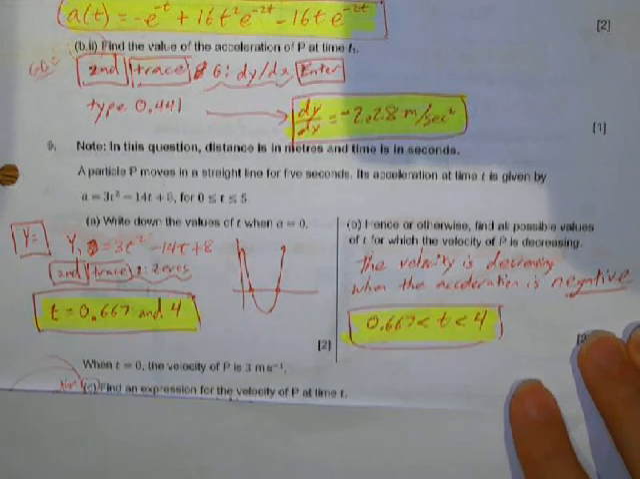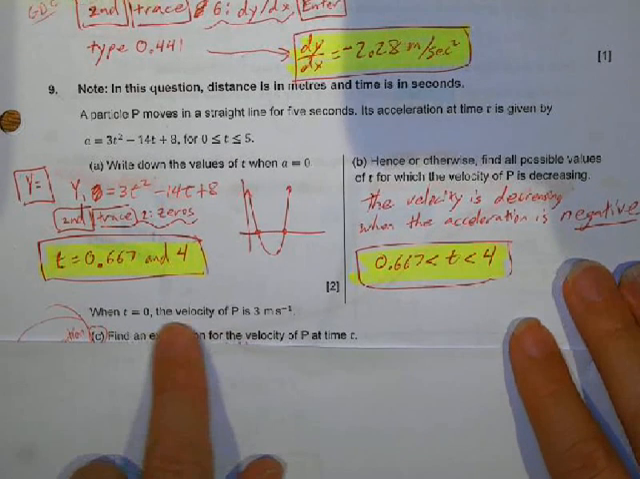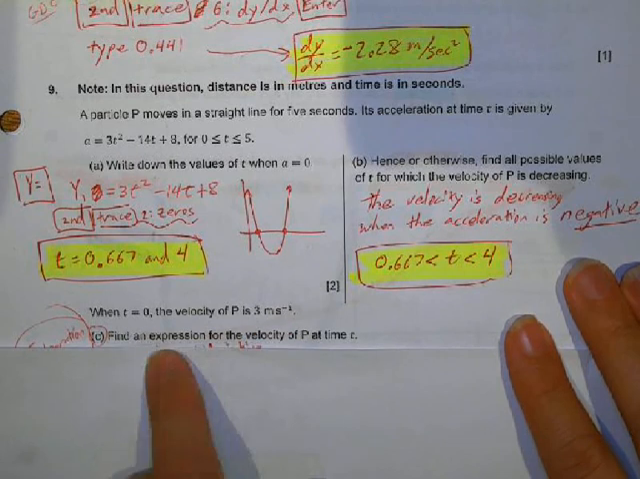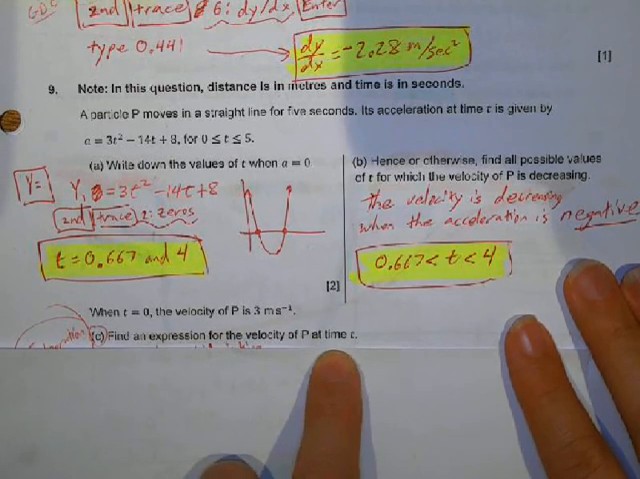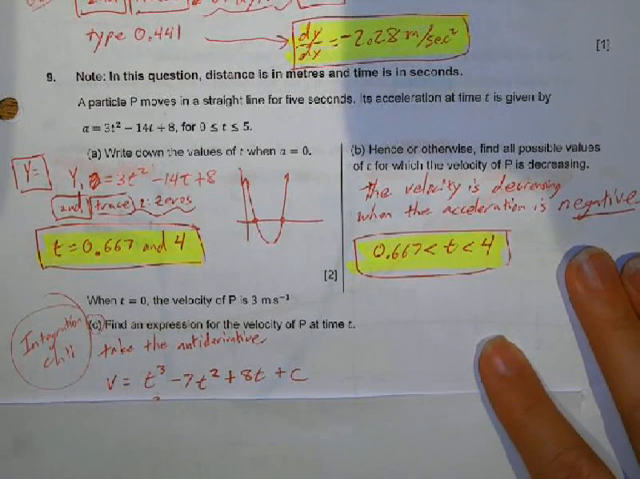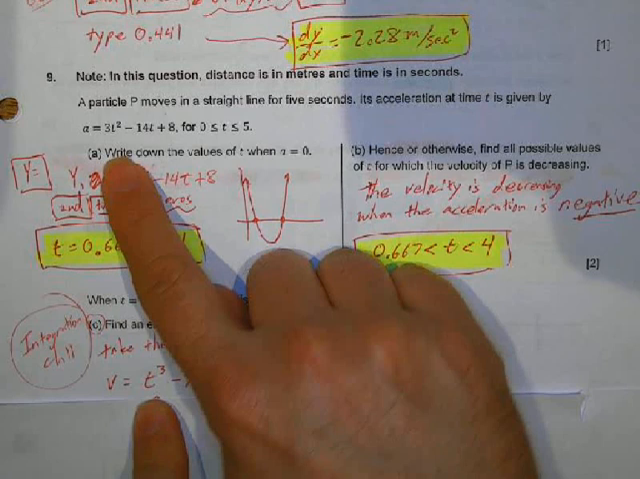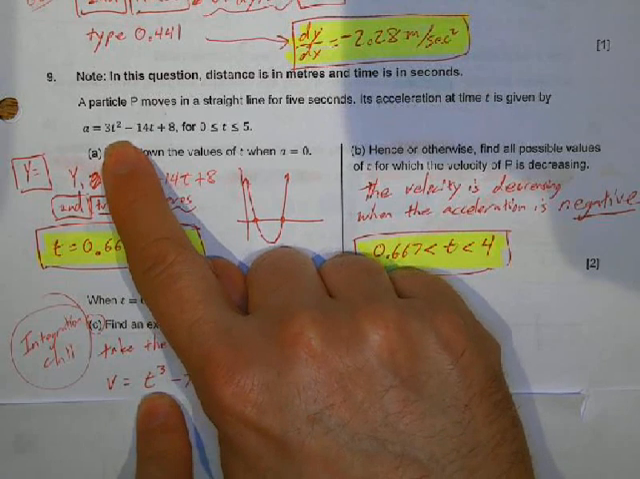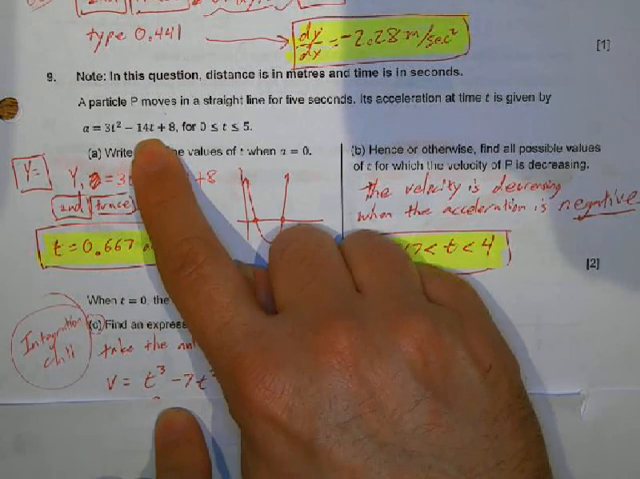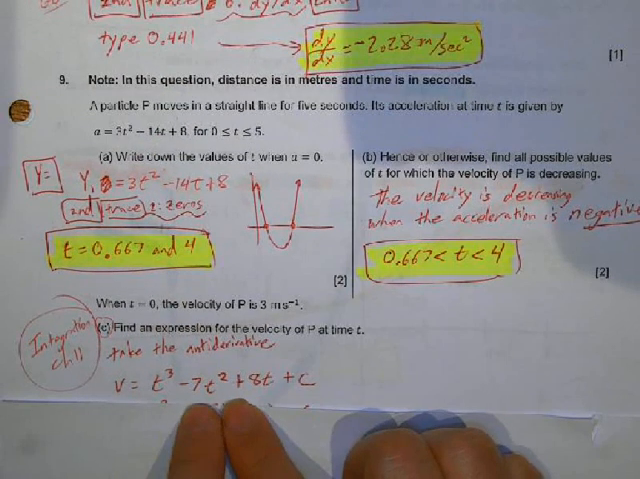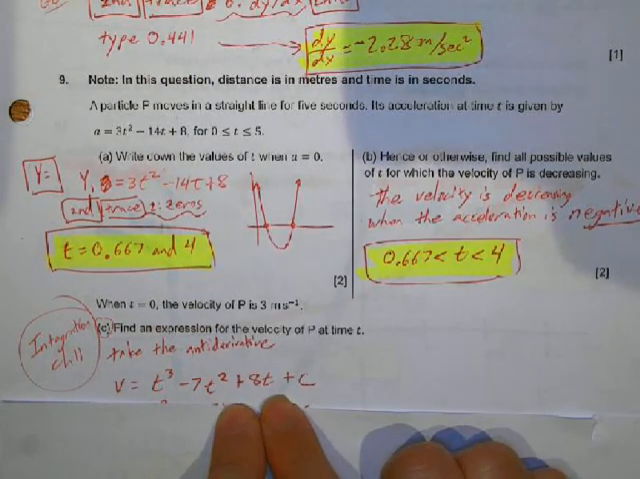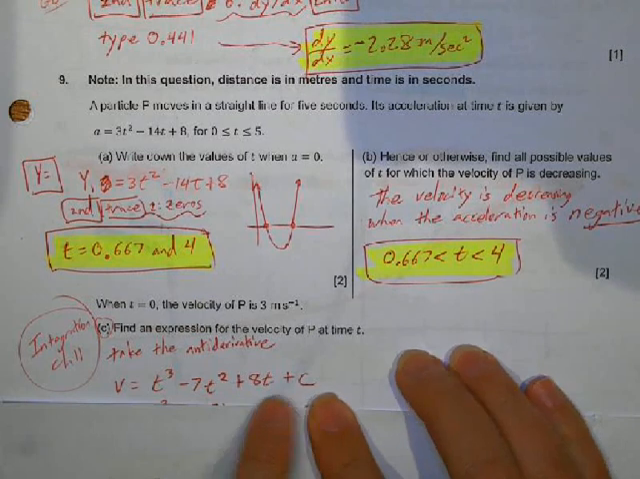Okay, when t equals 0, the velocity of p is 3. So find an expression for the velocity. Once again, I need to take the antiderivative of this function. The antiderivative of 3t squared is going to be t cubed. The antiderivative of 14t is going to give me 7t squared. The antiderivative of 8 is going to give me 8t. And then we have to put our plus c here.